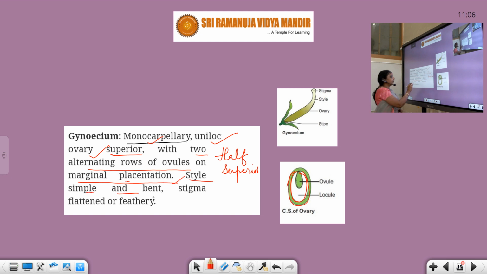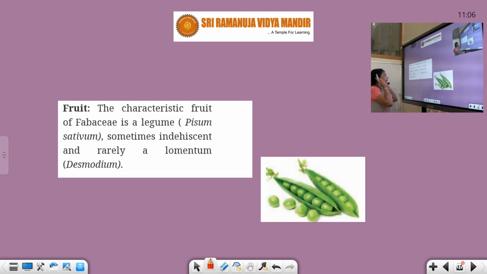You see, this is a turned style. This is the stigma portion, and the stigma is flattened, sometimes feathery, flattened or knob-like or disc-like, and a feathery stigma also is present. And the fruit, the pods, see.